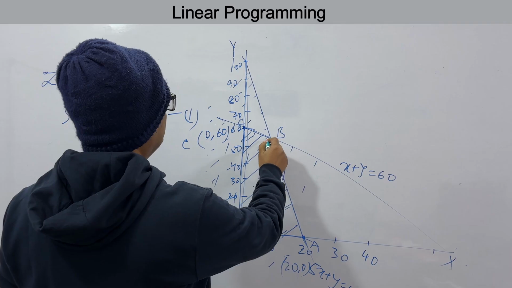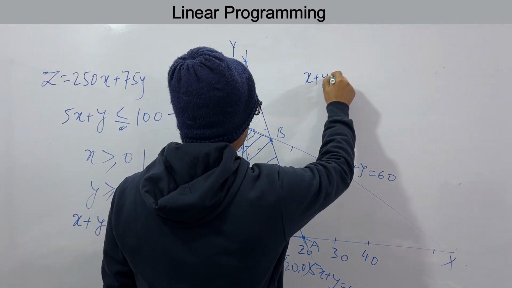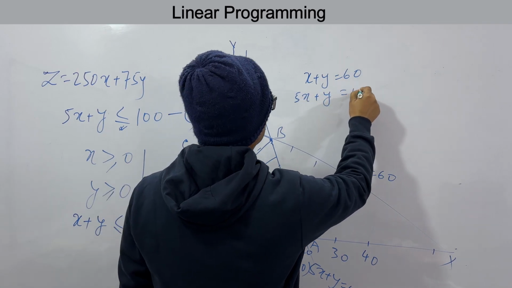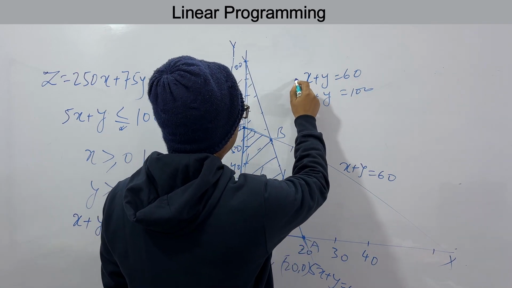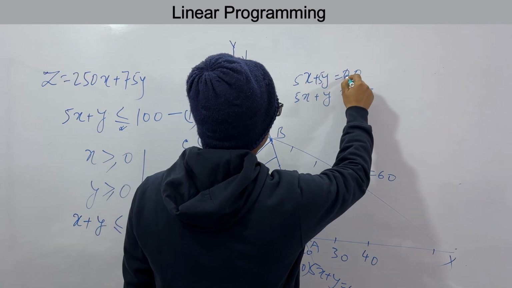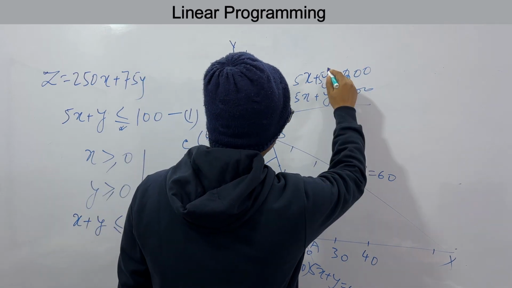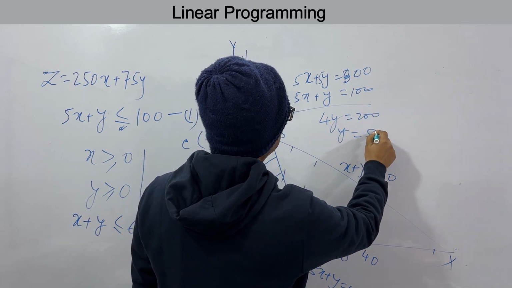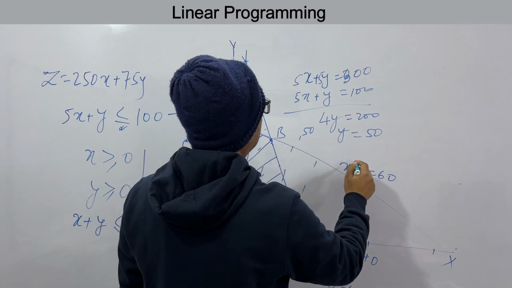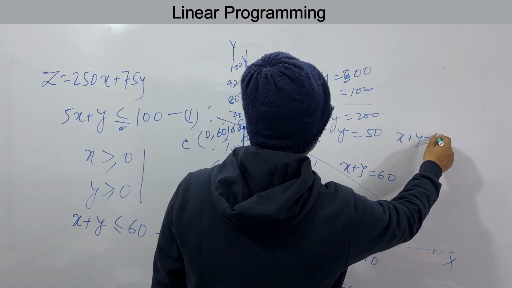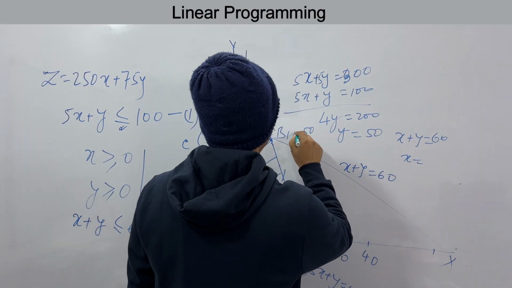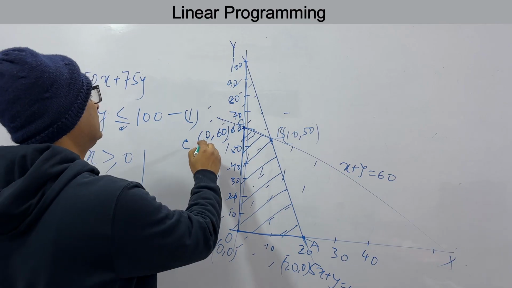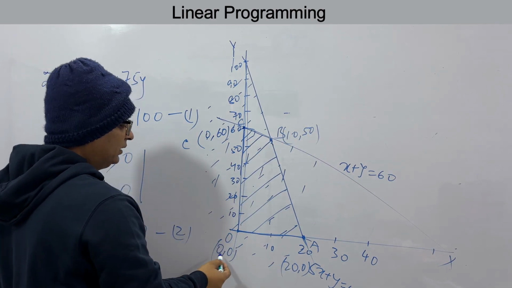What is this point? We can have from this one, x plus y equal to 60, and the second line was 5x plus y equal to 100. So if you solve this, you will get this point. So what will we get? 5x plus 5y is 300. We have multiplied throughout by 5. So this minus this is 4y. This is 200. So y is equal to 200 by 4, that is 50. So here y is 50. And what about x? x plus y is 60. So x is equal to 10. So this is 10 and 50. So we have found the fourth point. Clear? So our points are 0, 60, 10, 50, 20, 0 and 0, 0.